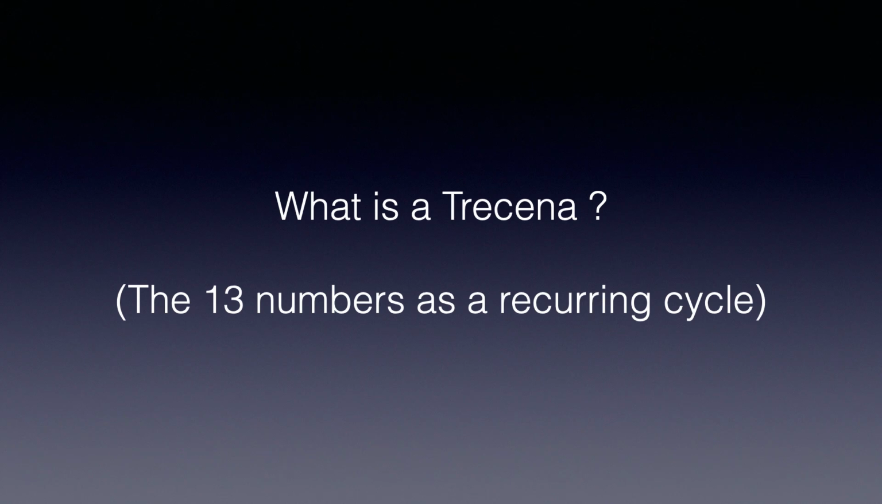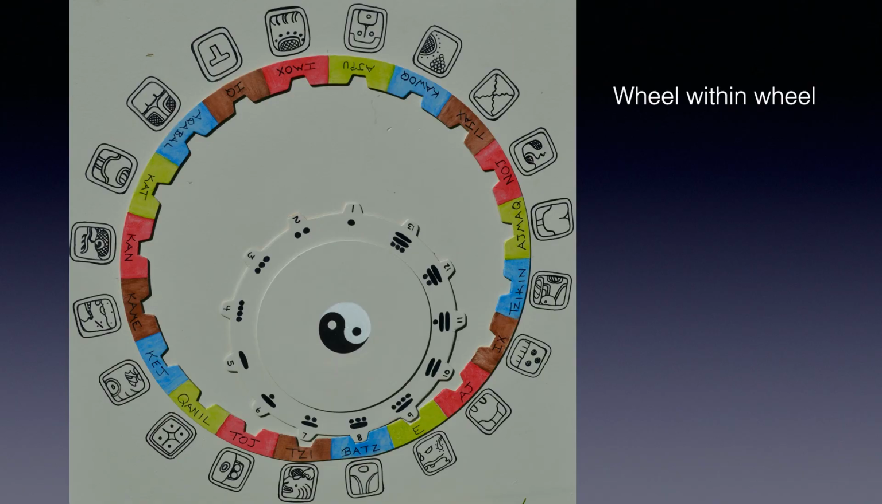Okay, so what is a Trecena? This is a 13 numbers as a recurring cycle. There are many cycles. I'm starting with the primordial ones. There's days, and then there's the numbers. The days have names. The days have shapes.